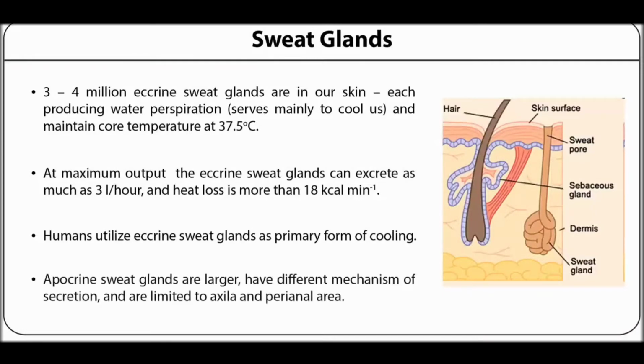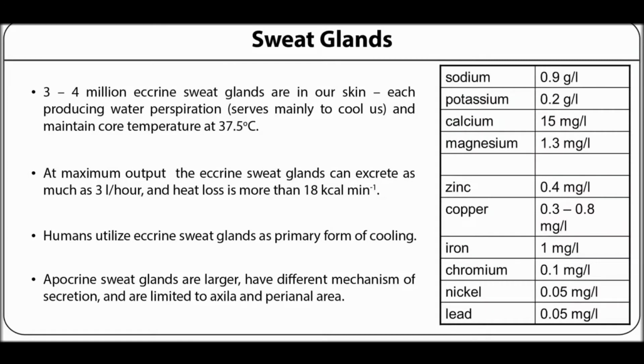The apocrine sweat glands are larger, have a different mechanism of secretion and are limited to the axilla and the perianal area. The composition of the sweat primarily consists of macro elements like sodium, potassium, calcium and magnesium, whereas it also has small amounts of micro elements including zinc, copper, iron, chromium, nickel and lead.